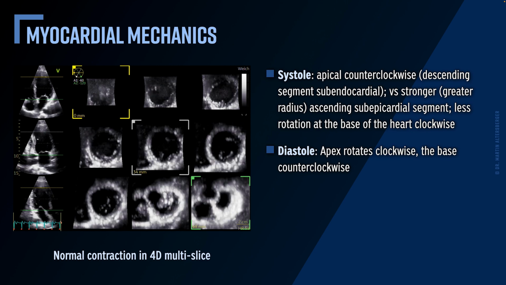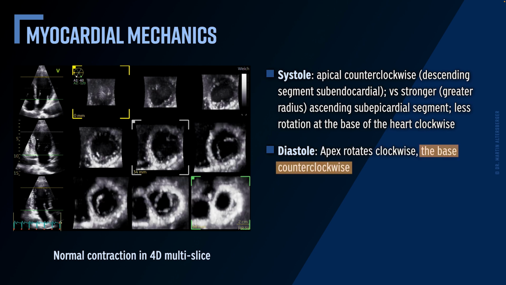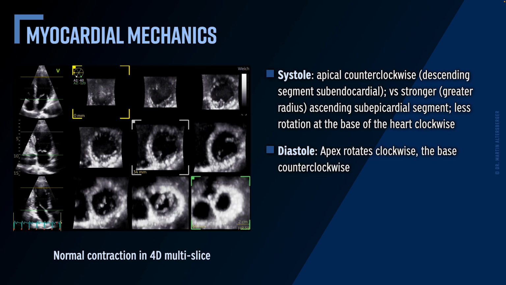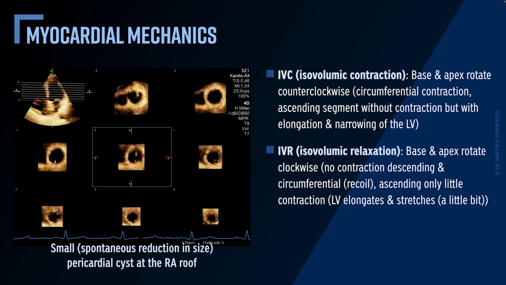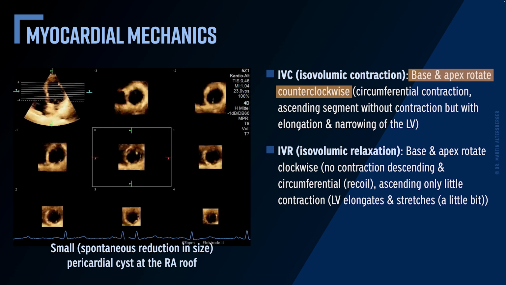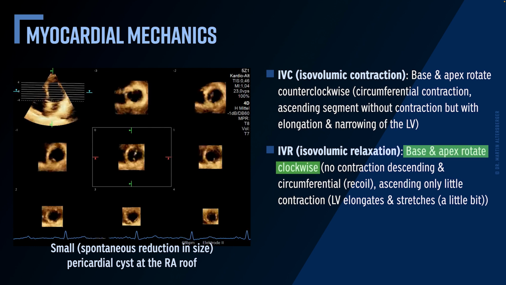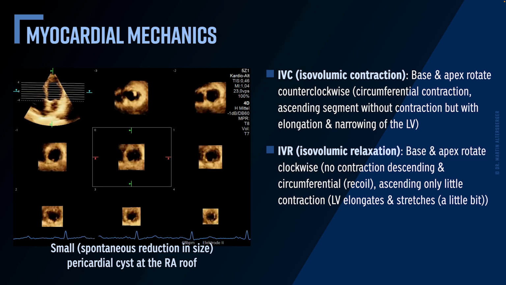In diastole, the apex rotates clockwise, the base counterclockwise. In the isovolumic contraction phase, we have the base and the apex rotating counterclockwise, the circumferential contraction ascending segment with contraction, but with elongation and narrowing of the left ventricle. In the IVR, so the isovolumic relaxation time, we have the base and the apex rotating clockwise, but there's no contraction of the descending and circumferential fibers. There's a recoil, ascending only a little bit of contraction. The left ventricle elongates and stretches, but just a little bit.